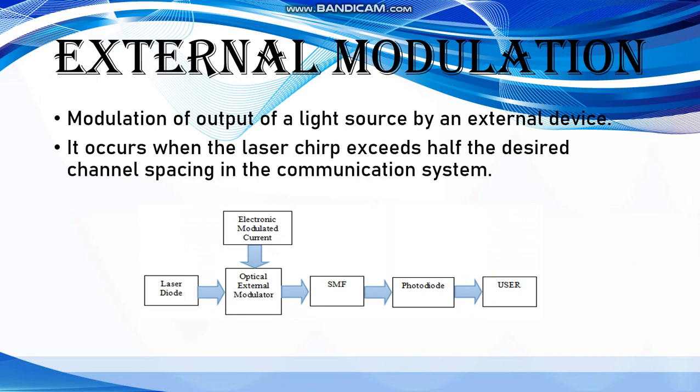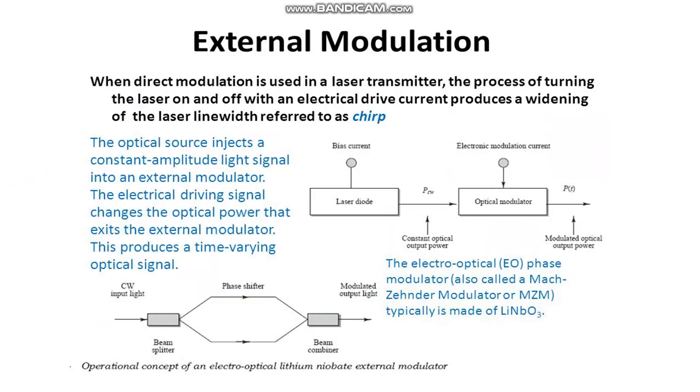This is the process. An electronic modulated current or a laser diode will enter the optical external modulator. It will be transferred to the SMF, or what we call single mode fibers. These single mode fibers will be transferred to a photodiode, and this photodiode will be transferred to the users, wherein people can access the internet or any other devices.